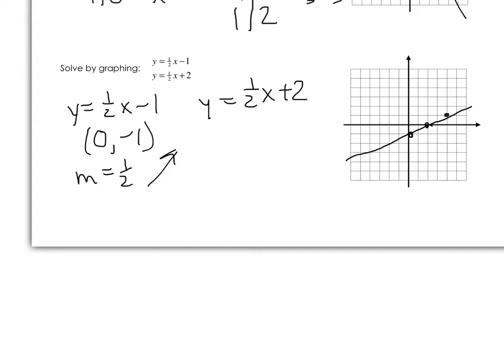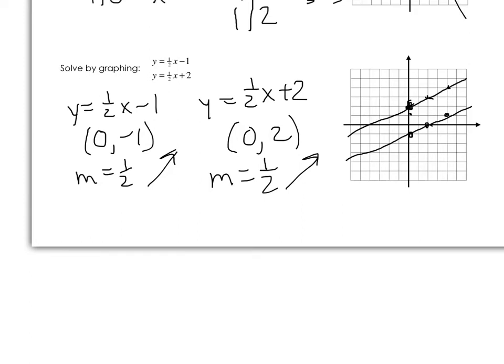y equals 1/2 x plus 2 has a y-intercept of (0, 2). This slope is a positive 1/2. It's positive, so it's going uphill. From (0, 2), up 1 over 2, up 1 over 2.